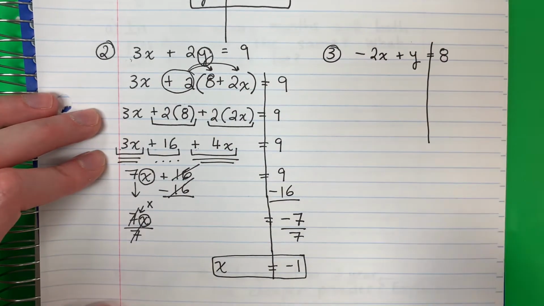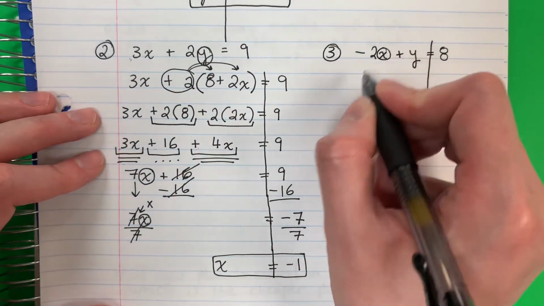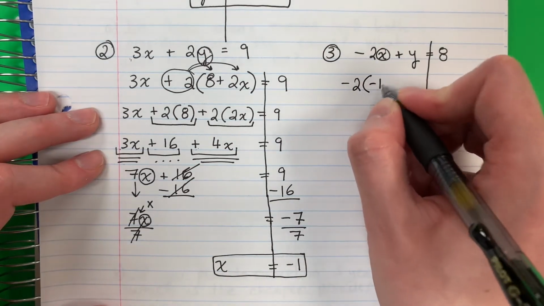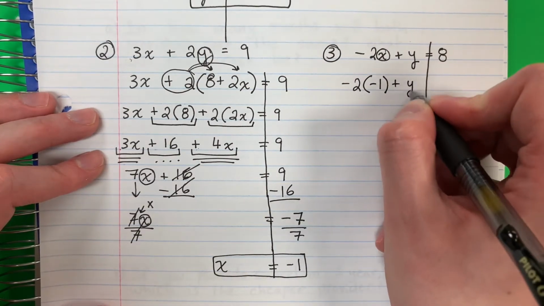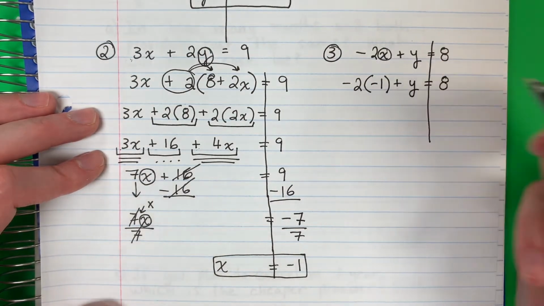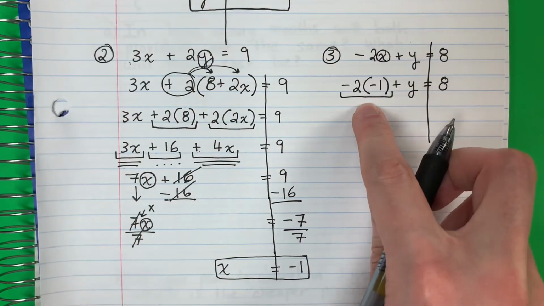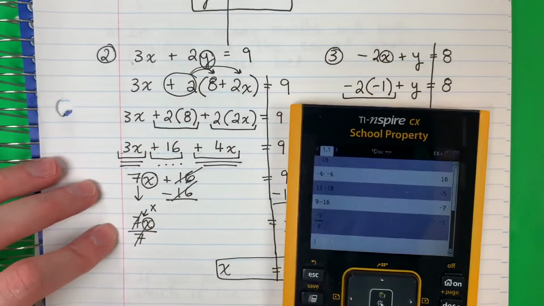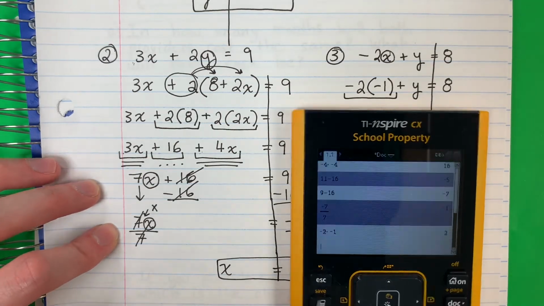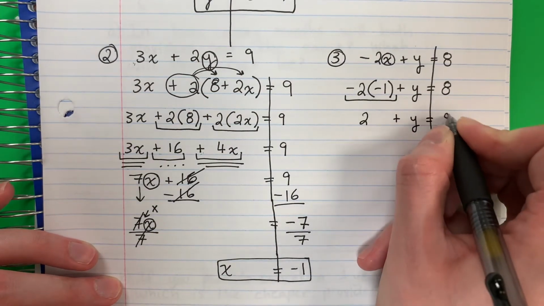Which letter will I change? ¿Cuál letra voy a cambiar? X. So, I'm going to do copy -2. No x, sin x. Paréntesis -1. Paréntesis negativo 1, paréntesis. Plus y equals 8. So, copy, copy, copy. Only change x. Solamente vamos a cambiar x. Paréntesis first, paréntesis primero. -2 times -1. Negativo 2 por negativo 1. Positive 2. So 2, copy plus y equals 8.